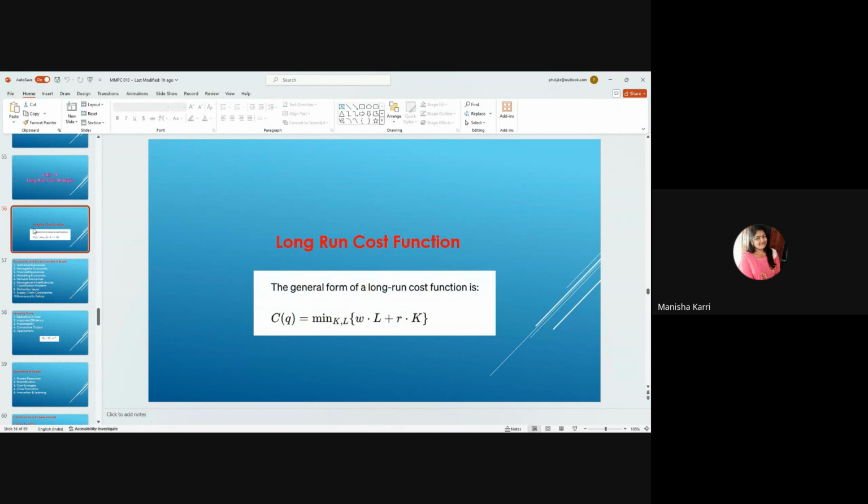For this long run cost function, there is a mathematical formula also, as you can see on the screen. Here, C of Q is the total cost of producing Q units of output. K indicates capital, and L is for labor. W is the wage rate, meaning the cost of labor, and a small r is the rental rate, meaning the cost of capital. And the minimum operator indicates that the function minimizes cost.